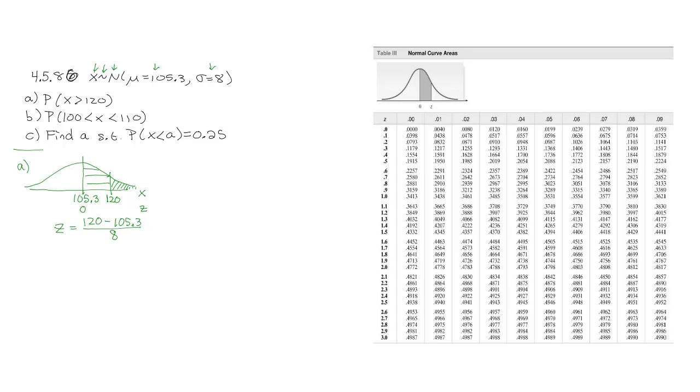So let me use a calculator here. 120 minus 105.3 gives me 14.7. Then divide that by 8, and be very careful when doing these z-scores. Make sure you simplify the whole top before you divide. And I get 1.8375. I want to round that to 2 decimal places because that's how the table works. So if you're using the table, make sure you round the z-score to 2 decimal places.